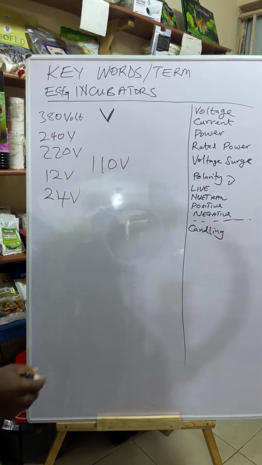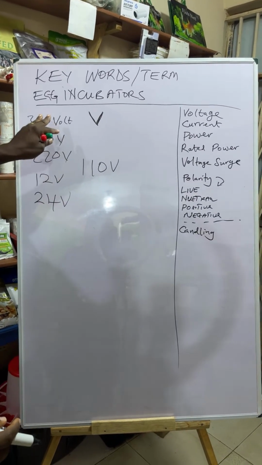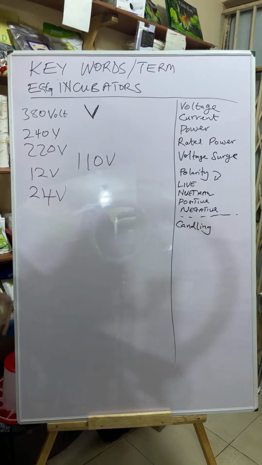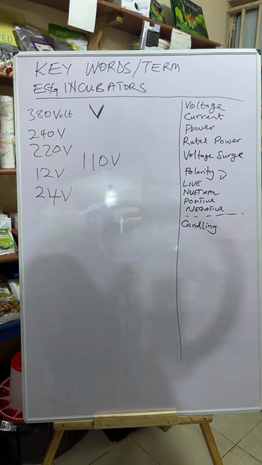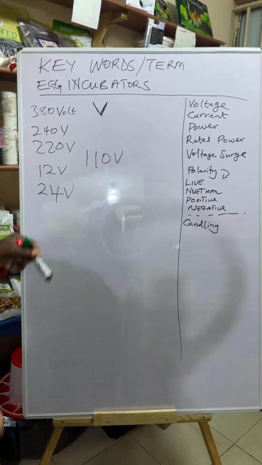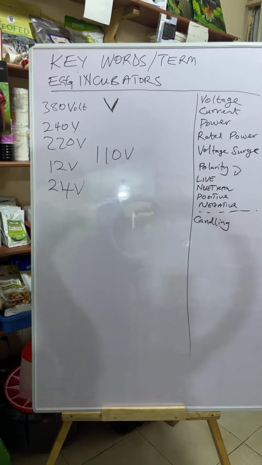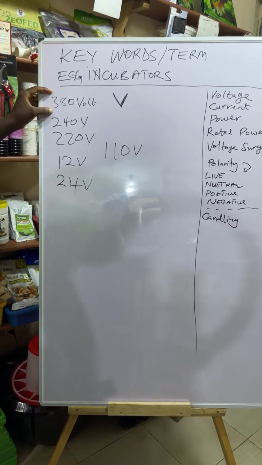110 volts, okay? So there are many levels of voltage. But since we are in Ghana, I'm going to let you know which one we deal in. This one is high voltage.